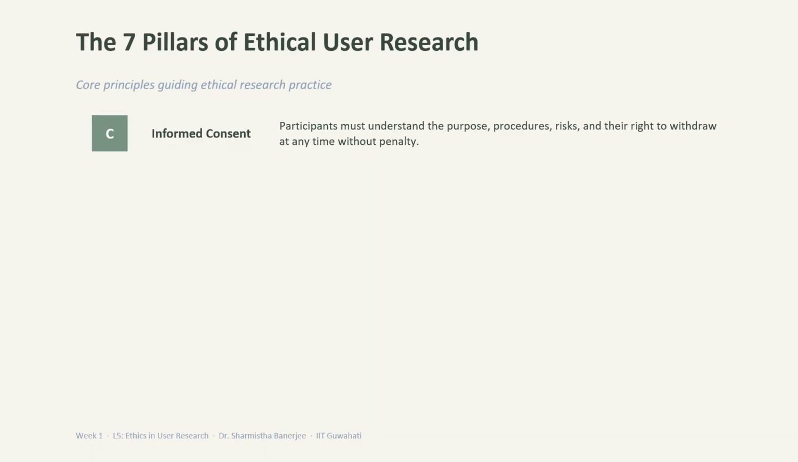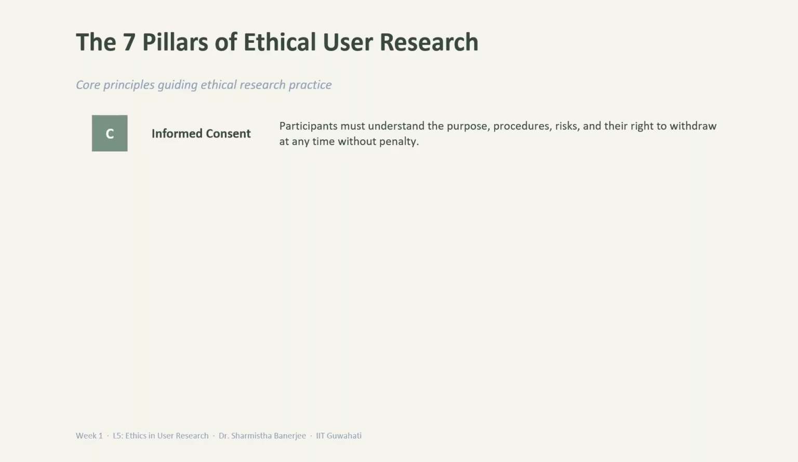There are 7 pillars of what we call ethical user research. The first one is informed consent. The participants must understand the purpose of your research, the procedures that you will be following to collect the data, to store the data, as well as to analyze the data and publish it in whatever forums you as a researcher want to publish it.